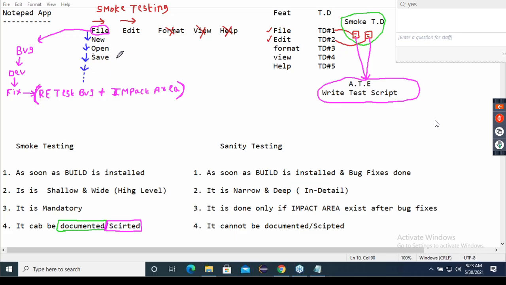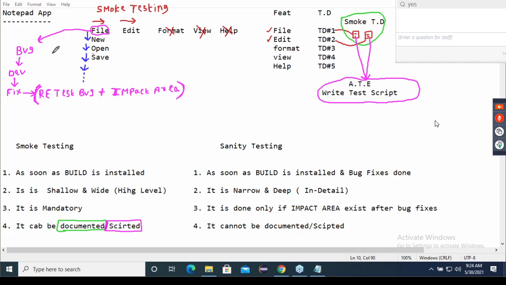Correct. That is an impact area. Don't tell me, sir, edit, format, view, all this nonsense. First impact area is under the file module. Whatever submodules are there, all submodules have to be tested once again. Correct. Now listen, guys. Whenever you do this concept, it means you are retesting the bug plus the impact area.